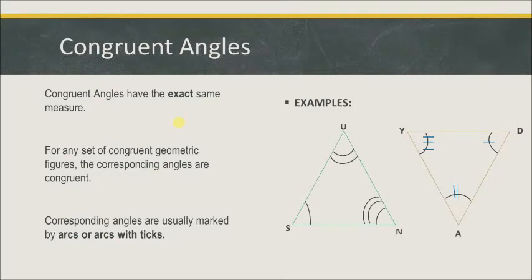So we have two examples here, a pair of congruent triangles which are marked by arcs and arcs with ticks. Triangle SUN is marked by arcs and triangle DAY is marked by arcs with ticks. So we can conclude angle S is congruent to angle D, angle U is congruent to angle A, and angle N is congruent to angle Y.